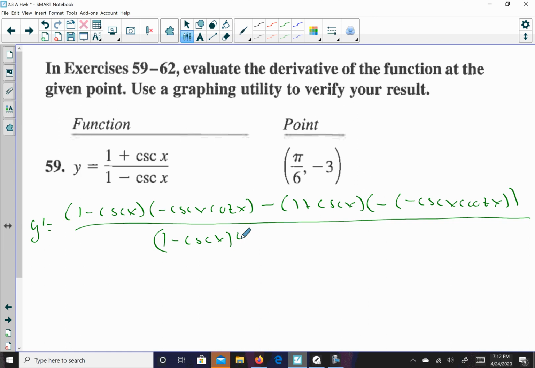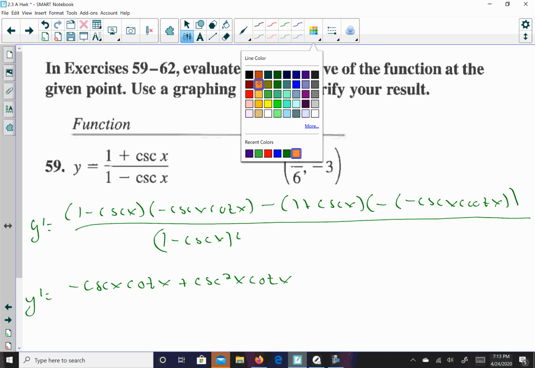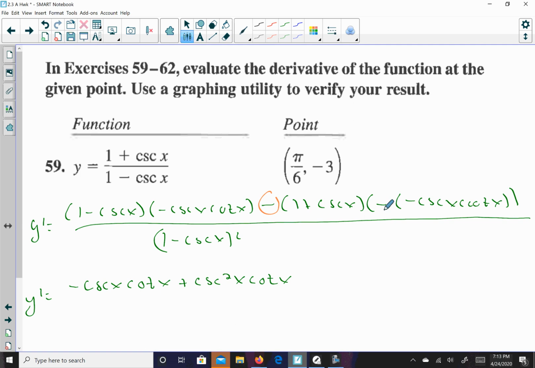So when I multiply, I'm going to multiply this times this. So I'm going to have a negative cosecant x, cotangent x. Then negative times a negative will be positive. So this will be cosecant squared x times cotangent of x. Here I'm multiplying this times this going backwards, but then this negative and this negative, whoopsie, this guy right here, will be a positive, right?